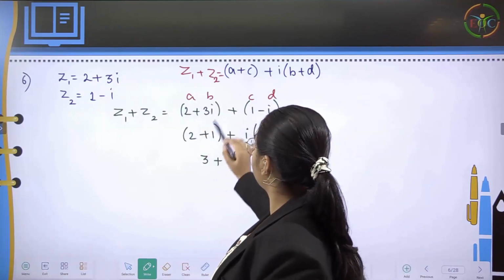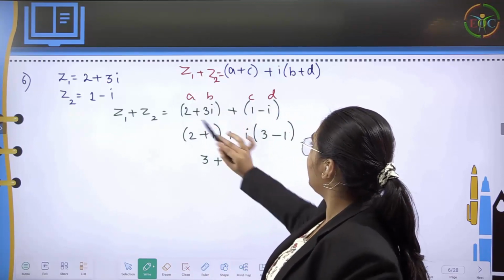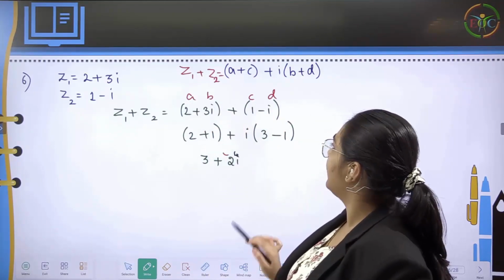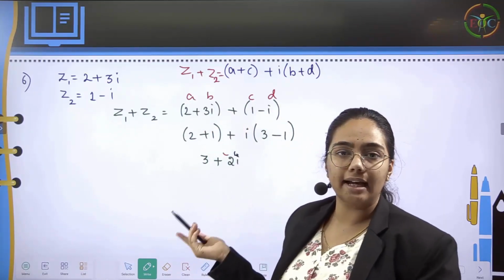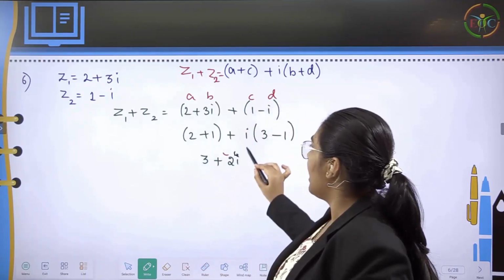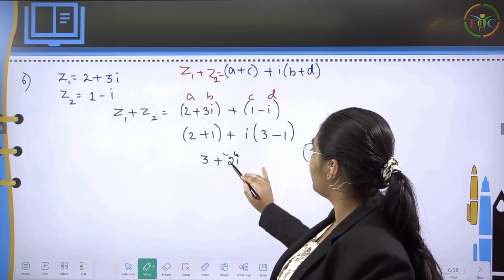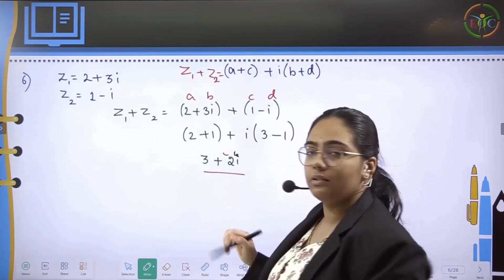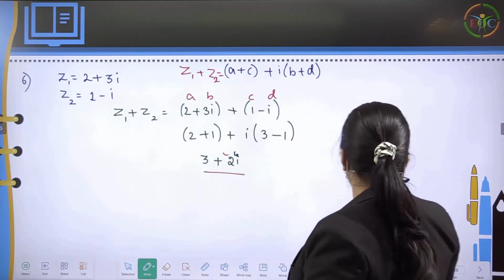So a plus c is 3, b is 3 and d is minus 1, since minus i is nothing but minus 1. When I add this I get 3, and for the i part, 3 minus 1 is 2. Therefore 3 plus 2i is going to be the sum.